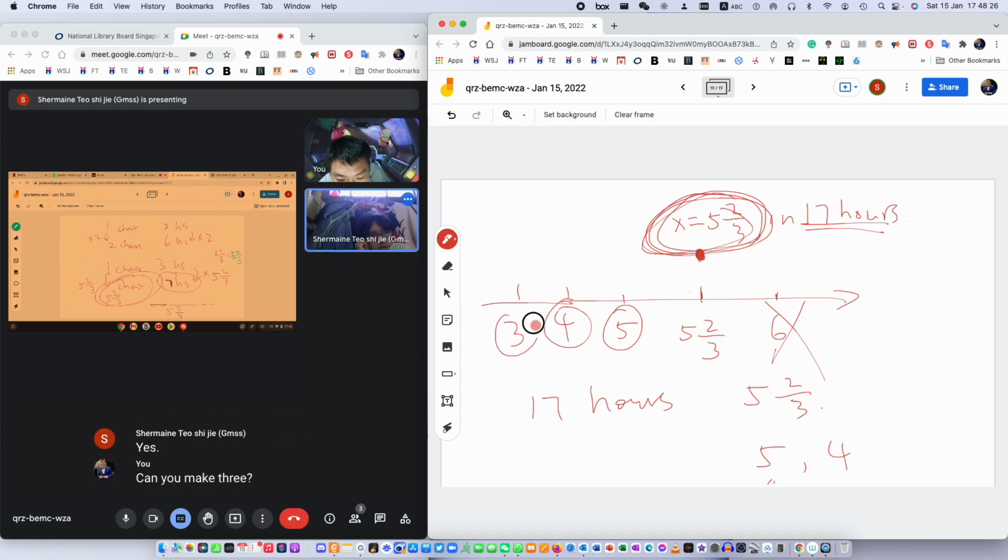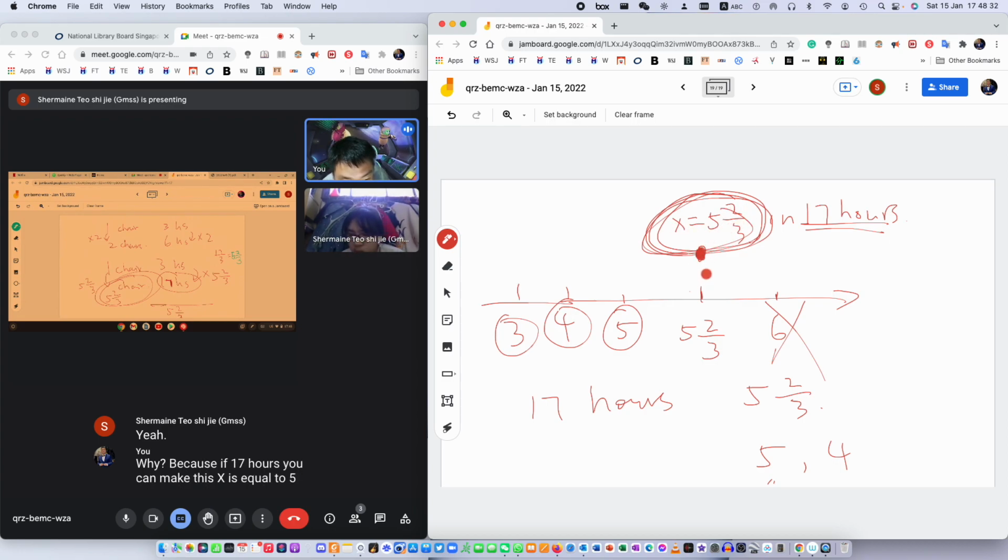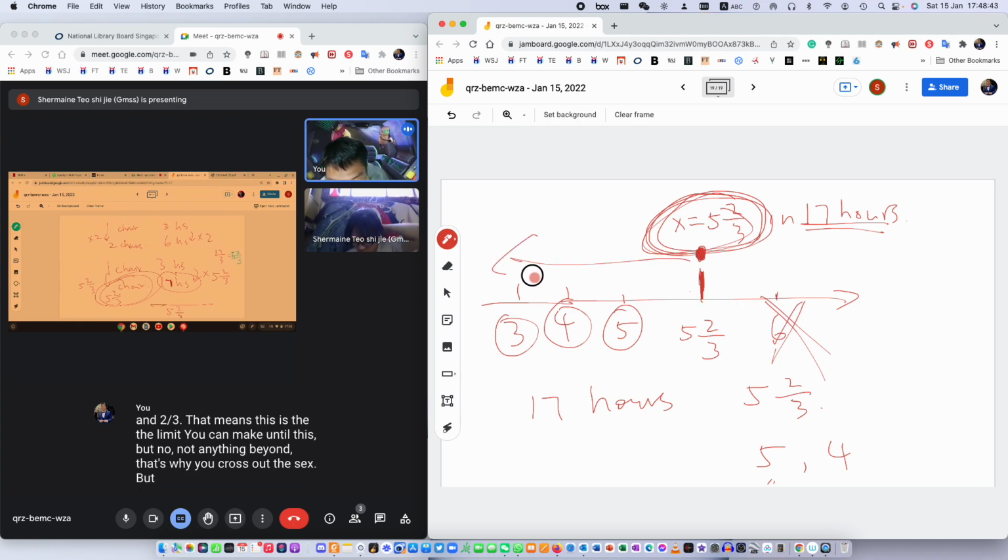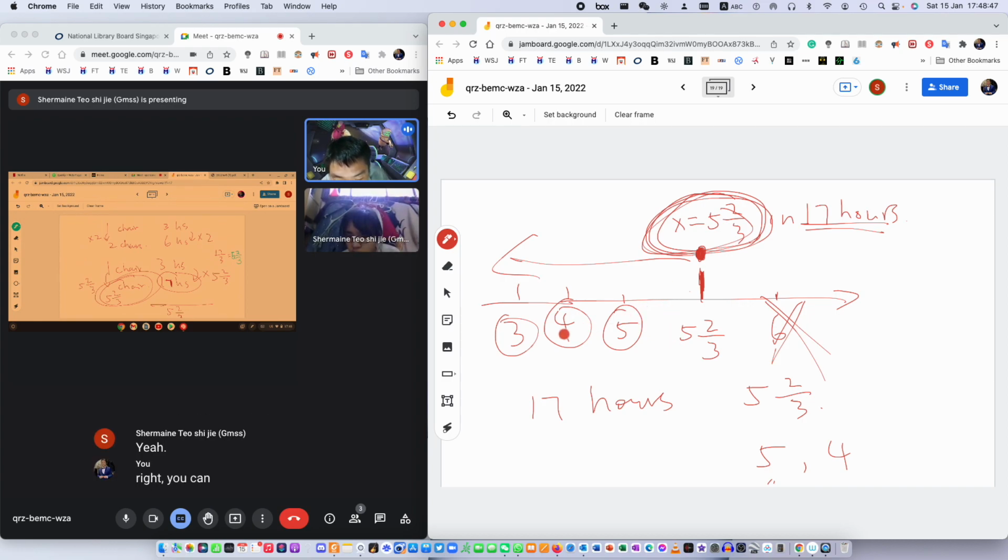Because if 17 hours you can make x equal to 5 and 2/3, that means this is the limit. You can make until this, but not anything beyond. That's why you cross out the 6. But anything less you can, right? You can make 5, you can make 4, you can make 3. Are you clear? The maximum you can make is 5 and 2/3.